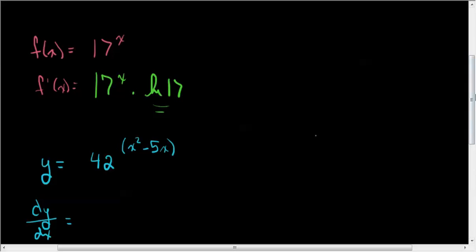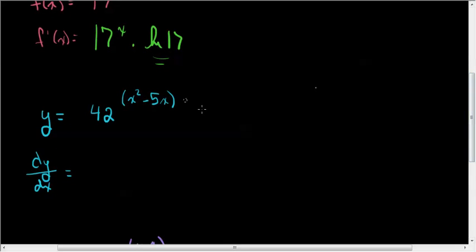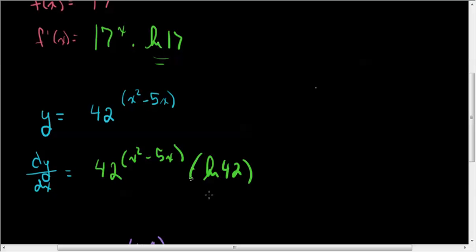All right. What about this one? What about 42 raised to the x squared minus 5x? So if that's y, what is dy dx? What is the derivative? Well, that's going to be 42 raised to that, times the natural log of 42. All right, that's just some constant times the derivative of what's inside. Well, what's inside? x squared minus 5x. So the derivative of that is going to be 2x minus 5. Okay?